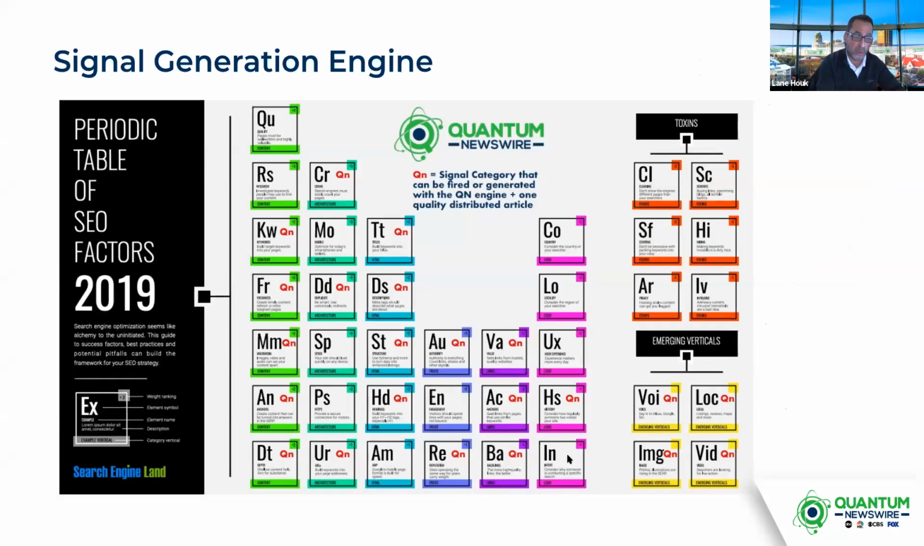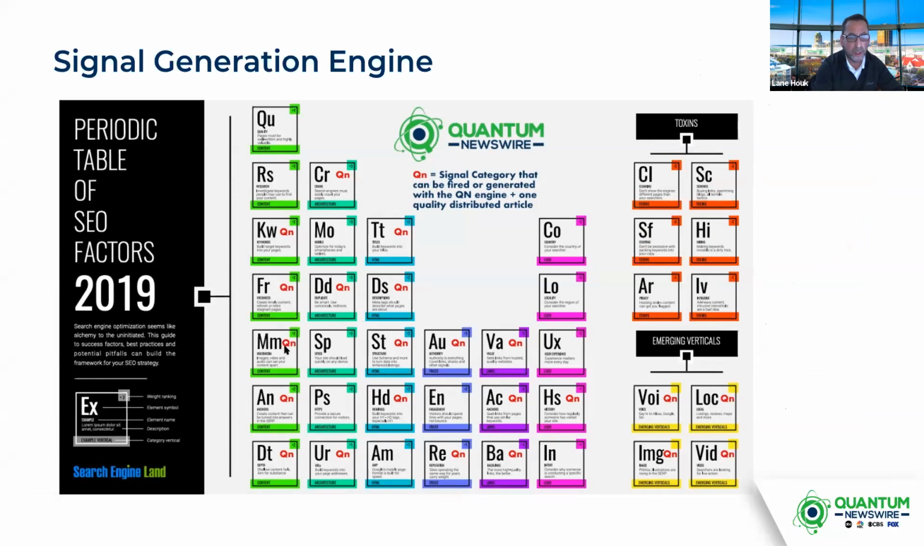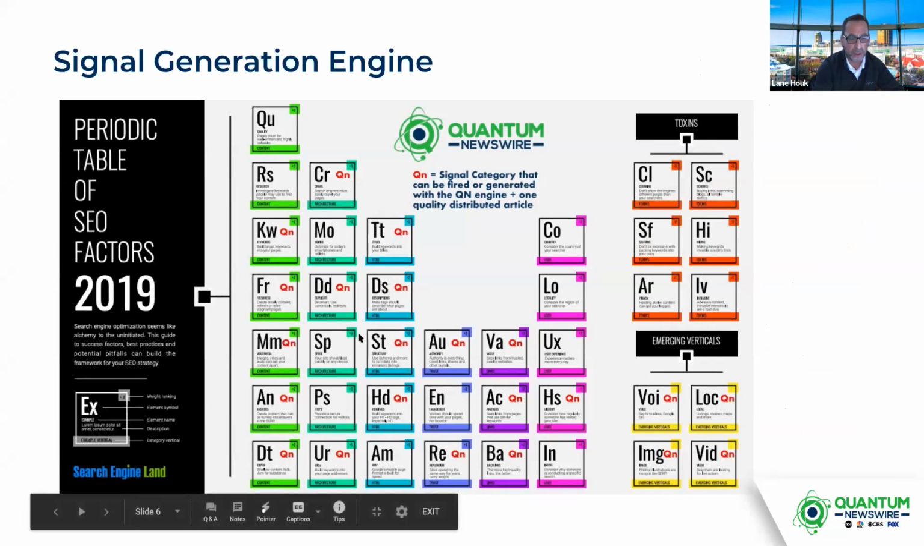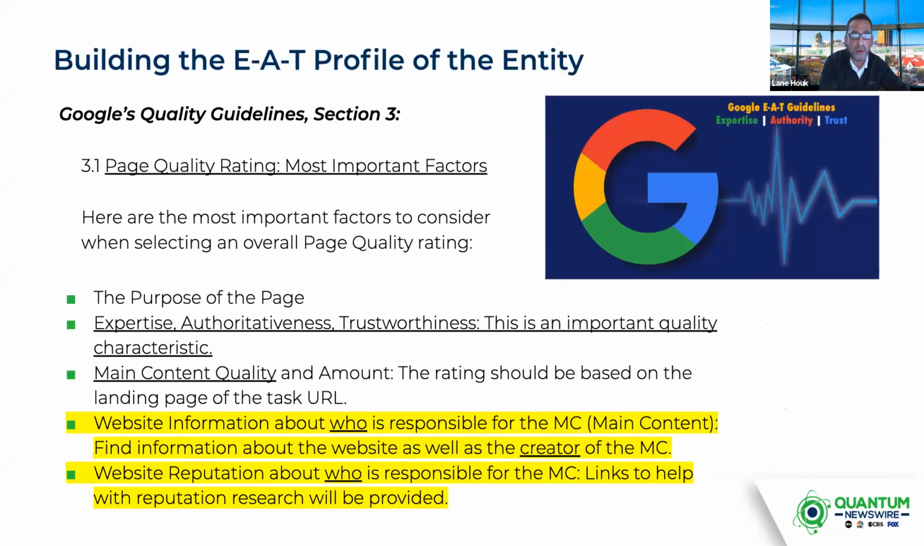This is, if you're familiar with it, a different way of looking at signal generation. Search Engine Land puts this out each year as well. I went through all their different signal categories in their periodic table of SEO factors and notated the places or categories where, if you feed content into Quantum, you'll fire off signals. It's the signal generation strategy at its core that results in better SEO outcomes.